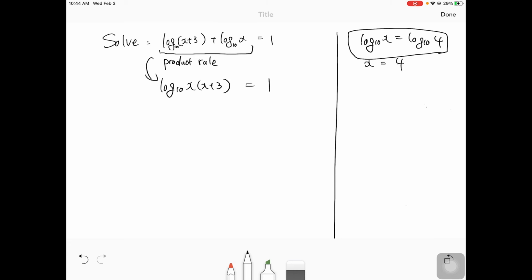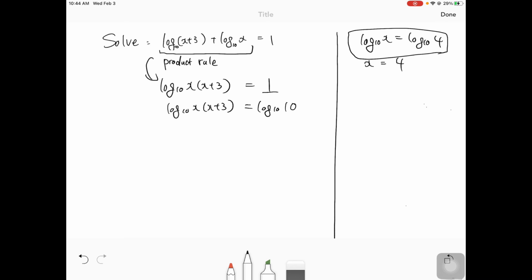But now the left side is a logarithm, and the right side is just a constant number. So let's make the right side also a logarithm. And the base is 10 on the left side. So let's also have the base of 10 on the right side too. 1 is log base 10 of 10, right? Now you finished making this equation, like log base 10 of something is equal to log base 10 of something.